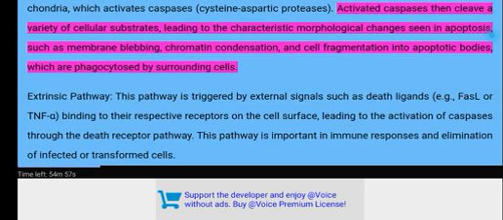Activated caspases then cleave a variety of cellular substrates, leading to the characteristic morphological changes seen in apoptosis, such as membrane blebbing, chromatin condensation, and cell fragmentation into apoptotic bodies, which are phagocytosed by surrounding cells.